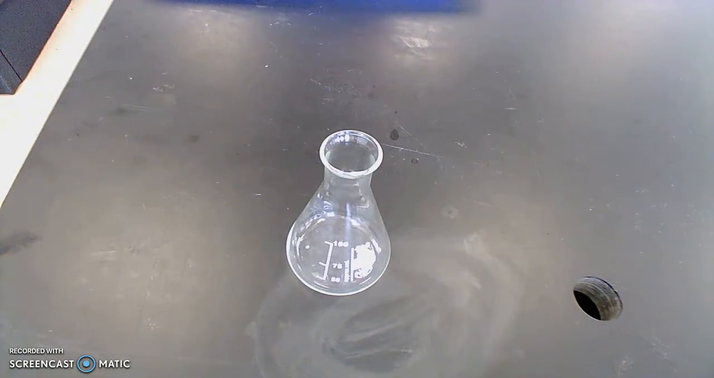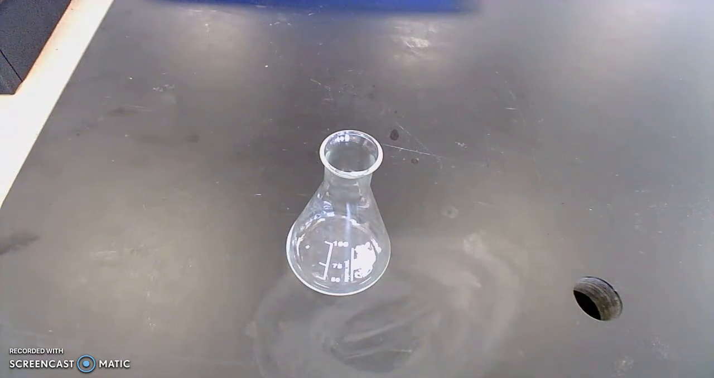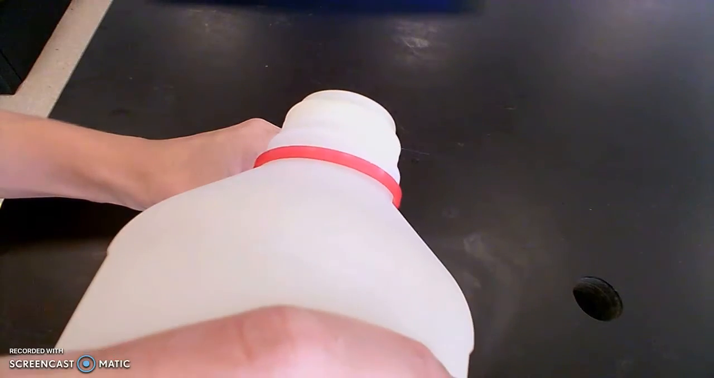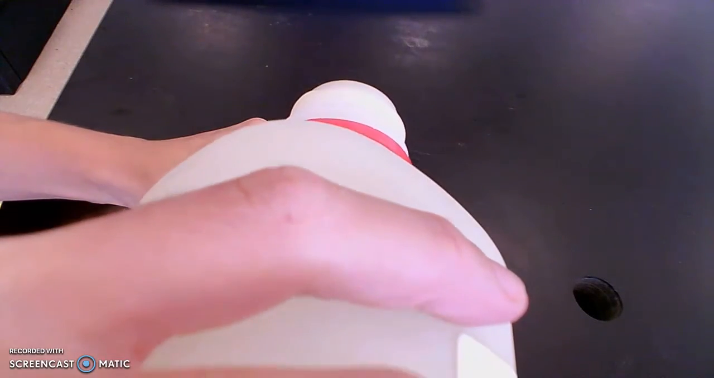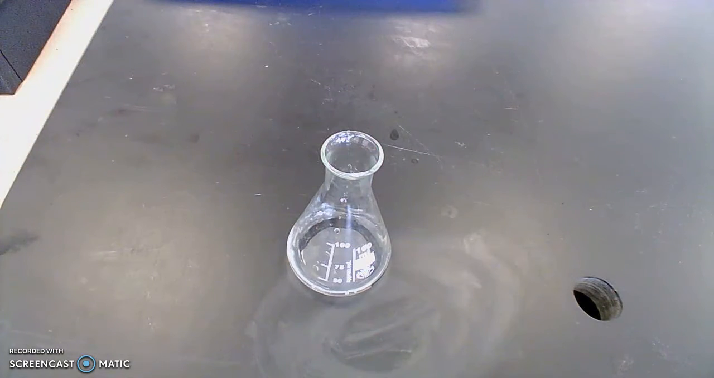So I'm going to show you a chemical reaction that's quite an engaging one that involves all three of those states of matter. First one is my reactant. It's hydrogen peroxide. Hydrogen peroxide is a liquid at room temperature. Put a little bit in that flask. And you can see it's a colorless liquid. It looks just like water.